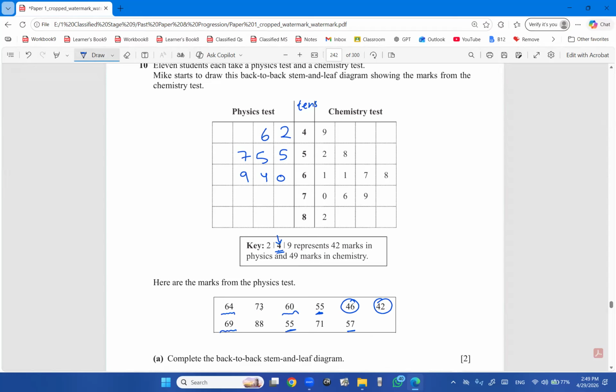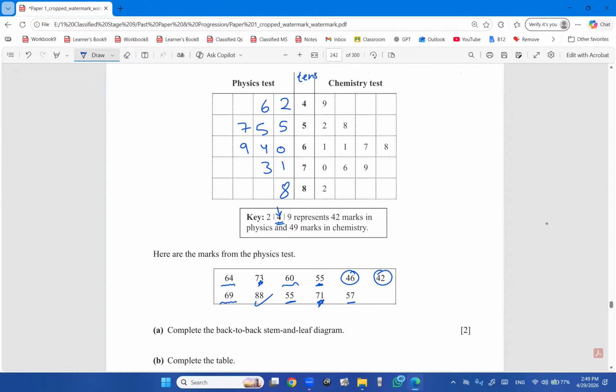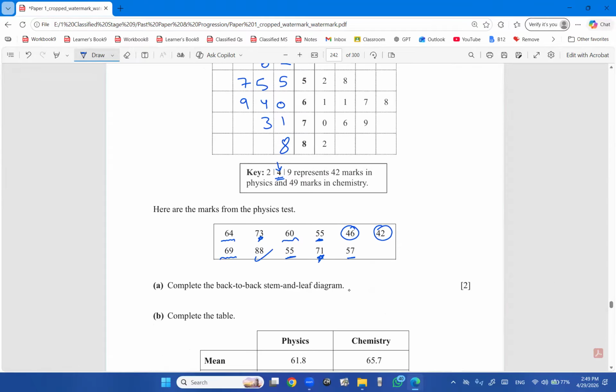And we got also the 70s. You've got over here the 70s, 73, and the 71, which is 1 and then 3. And the last number is the 88. All right. So complete the back-to-back stem and leaf diagram.